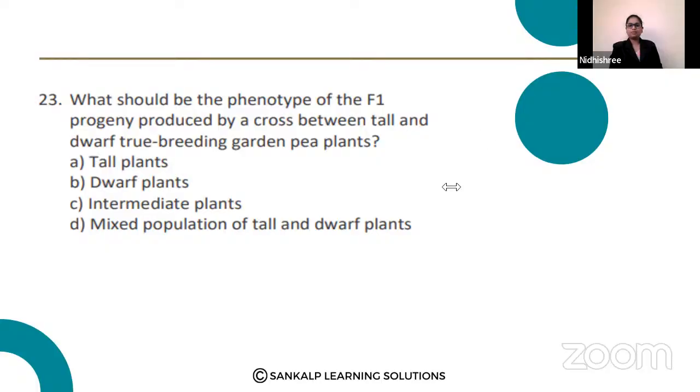Some of them answered option D, mixed population. In the second cross, that is by getting the F2 generation, you will get a mixed population. Some of the plants will be tall, some of the plants will be dwarf. So with true breeding lines, in the F1 generation, guys, you will get tall plants. Option A, tall plants, is the right answer. Great.